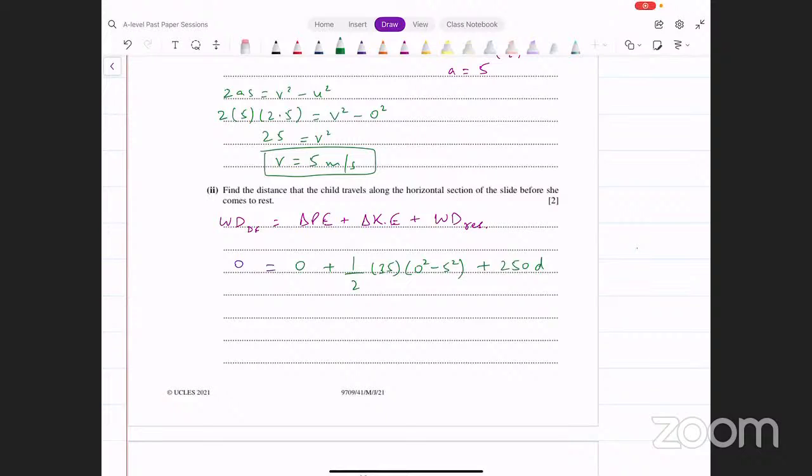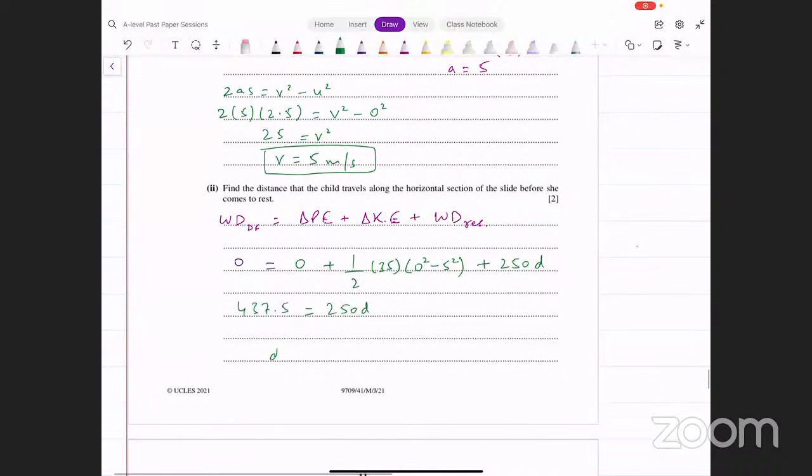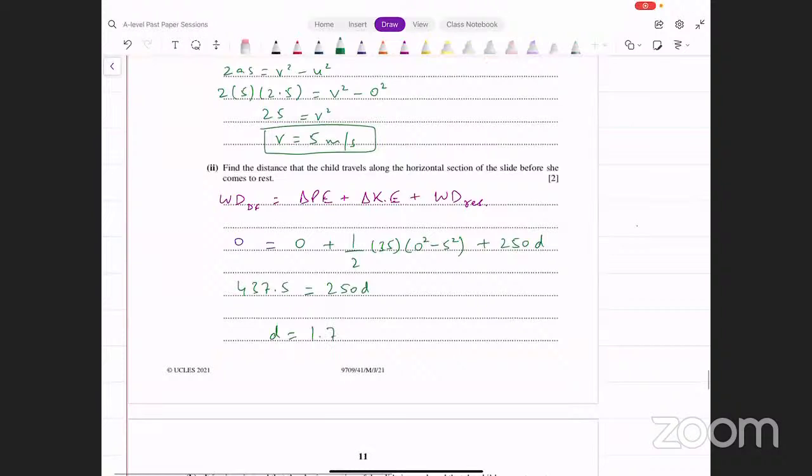It's going to be -5 square. अच्छा, उसमें वहाँ पे लिख लेता हूँ पहले. Kinetic energy फाइंड कर लेते हैं. 35/2 into 25, and that's giving me 437.5. So I've got 437.5 equals 250 times d. And now that's going to give me the value of d, the distance traveled. That turns out to be 1.75. That's the distance traveled.